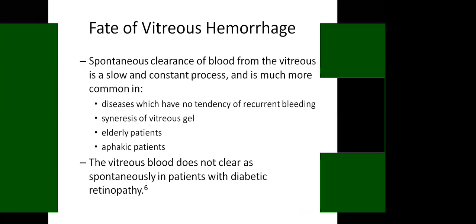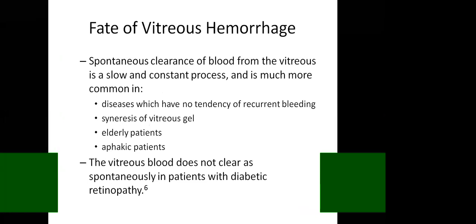So spontaneous clearance of blood from the vitreous can happen. It does happen, and happens much more in diseases where you don't have recurrent bleeding. So like where you don't have new vessels, perhaps it's blood tracking from under the retina or the rupture of an abnormal vascular anomaly like a macroaneurysm. So if there's no recurrent bleeding, then the vitreous is able to clear the blood. Non-resolving vitreous hemorrhages therefore tend to happen in cases where there's continued bleeding.